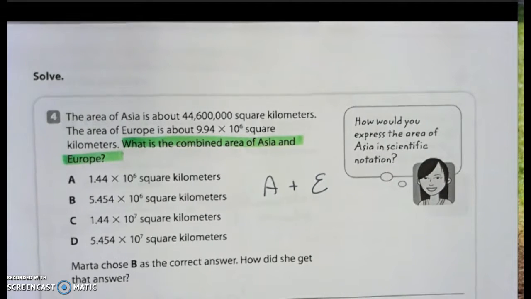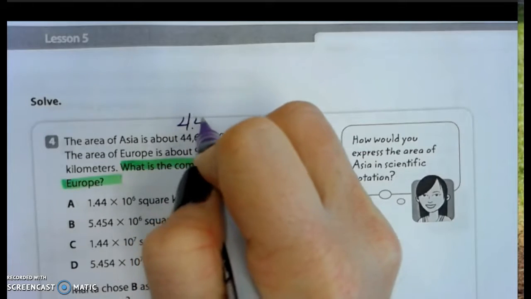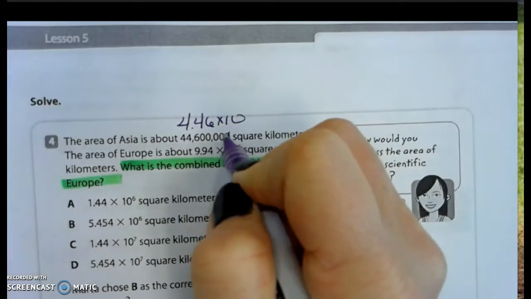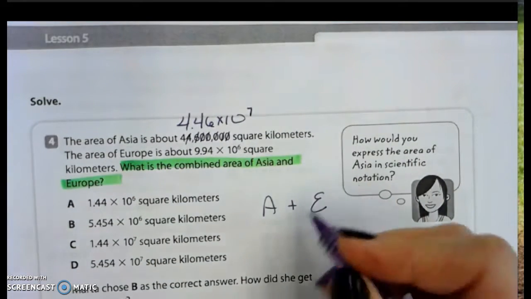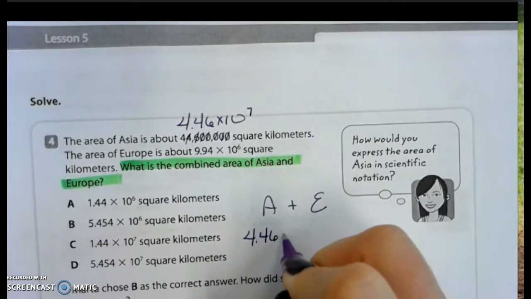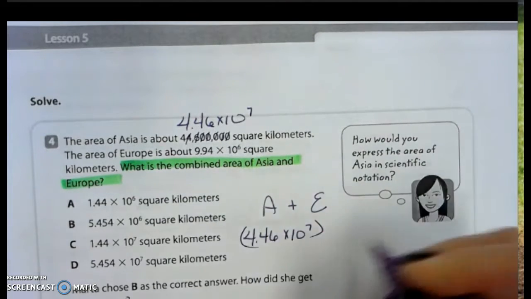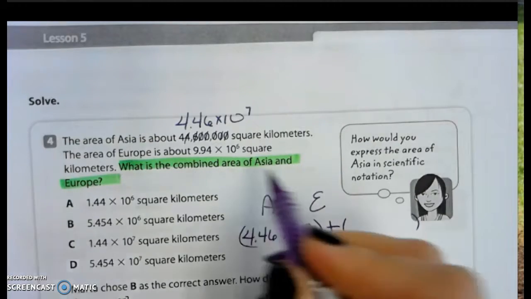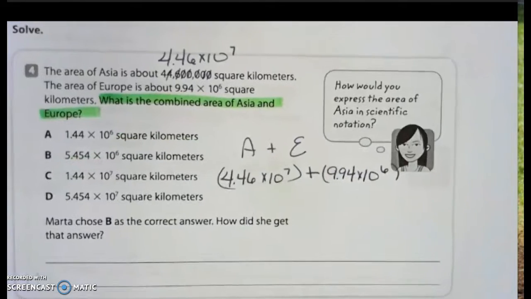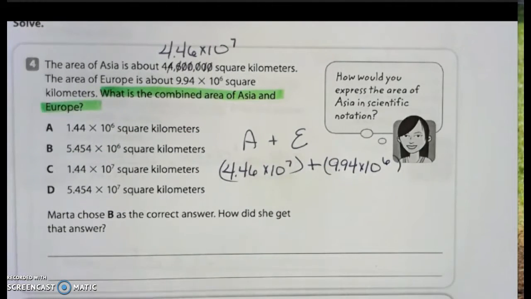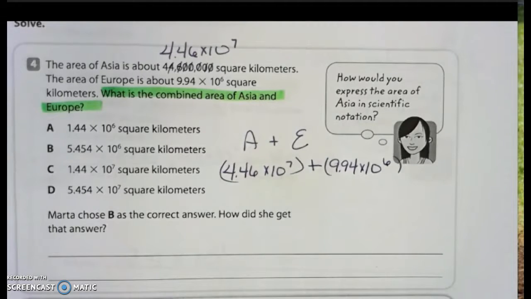Now, Asia is not in scientific notation, so I'm going to fix that. 4.46 times 10 to the 1, 2, 3, 4, 5, 6, 7. And then I'm going to write that down here for Asia. 4.46 times 10 to the 7. And I'm going to add Europe, which is 9.94 times 10 to the 6th. Now, I can't add until the base 10s are the same. I can adjust the 7 down to a 6, or I can adjust the 6 up to a 7. I like to adjust mine up.